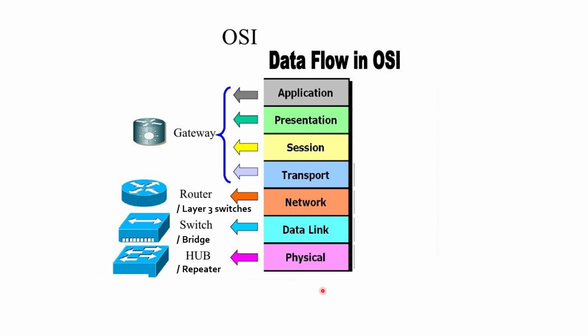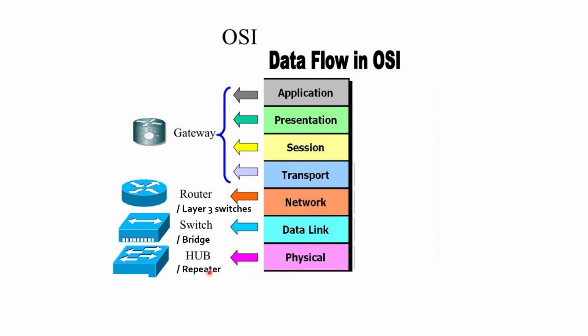Now before I discuss the different types of internetworking devices, we must know that each and every internetworking device operates in a particular layer of the OSI model. So this is the OSI model's 7 layers. The first layer of the OSI model is the physical layer. The second layer is the data link layer. The third layer is the network layer. The fourth layer is the transport layer. Fifth, session layer. Sixth, presentation layer. And seventh or last is the application layer.